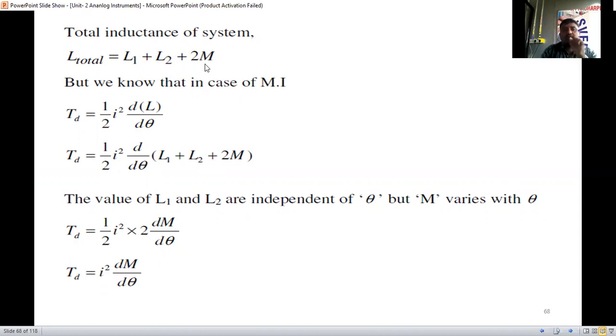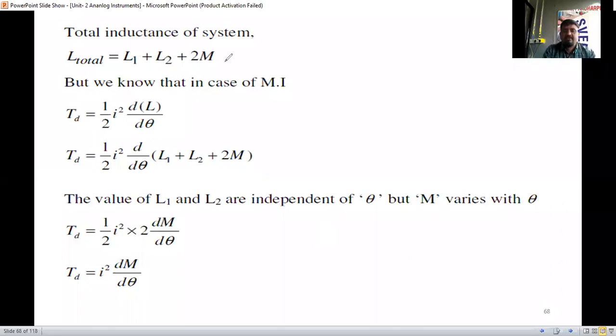But we have already derived the torque equation of the moving iron instrument. From that equation, we know the deflecting torque equation, that is TD equal to 1 by 2 I square dL by d theta. This formula we have derived, and we have used it for solving the problems also.